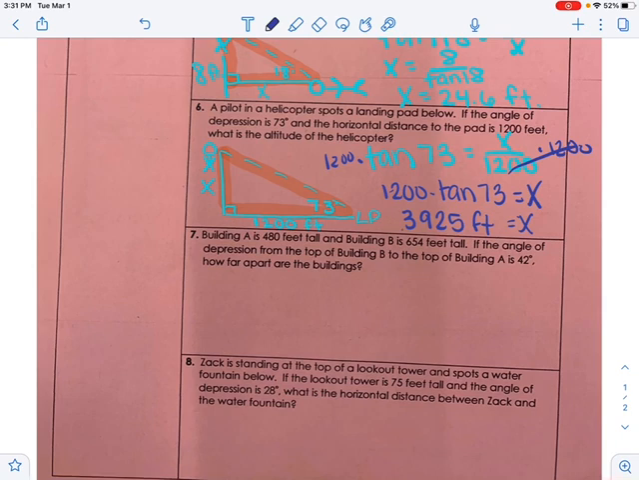Okay, let's do one more. Okay, let's see, we have 2 buildings. We have building A and building B. So again, go ahead and start by drawing, sorry. So there's building A. Building B is a bit taller. Building B. And then it says that building A is 480 feet, so 480 feet from top to bottom. I know building B is 654 feet from top to bottom.